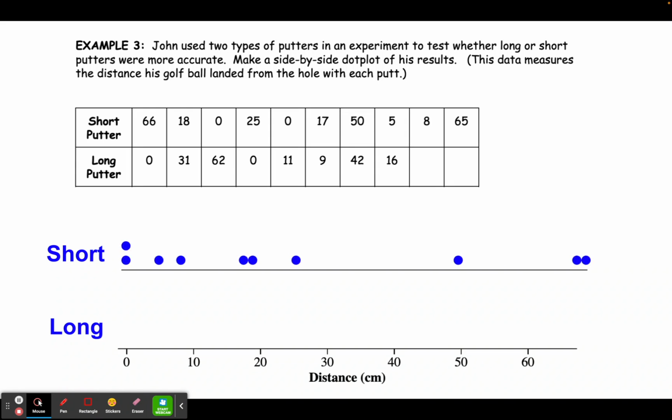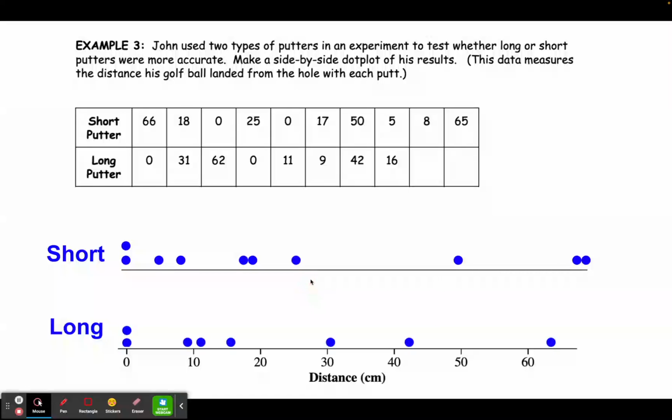So I'm going to go through and make a dot for each of those short putts. You'll notice that there were two putts with a short putter where he actually made it into the hole. So I have two dots here at 0. And then this one was at 5 and this one was at 8. And you're just using your best guess at where those points would be. But that gives us an overall picture of what that data looks like.